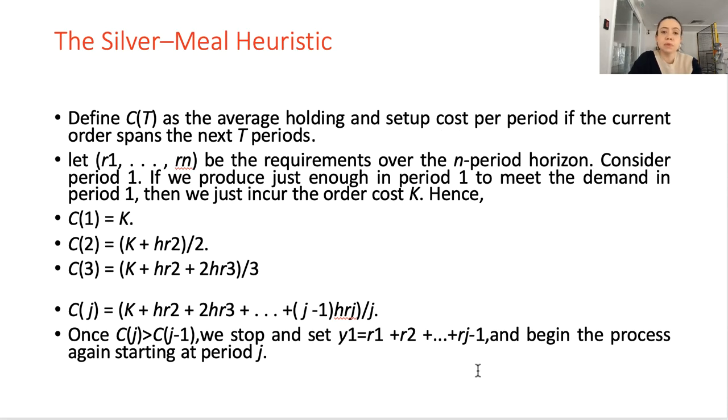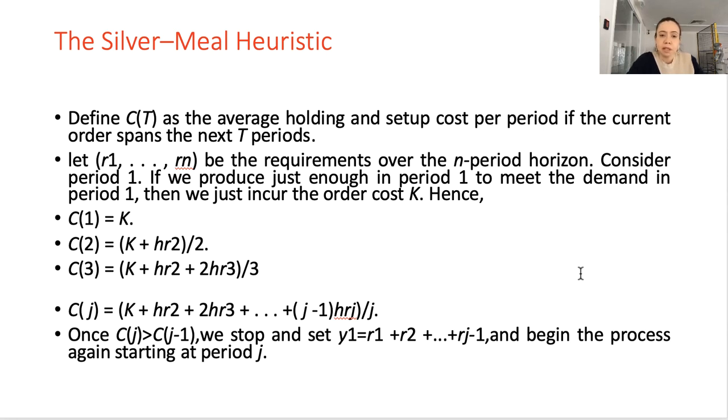Now I will introduce you to a new heuristic for determining the lot sizes. It is called the Silver-Meal heuristic. In the EOQ model, the aim is to make a balance between setup cost and the inventory holding cost. Again, in this method, our aim is to create a balance between setup cost and inventory holding cost.